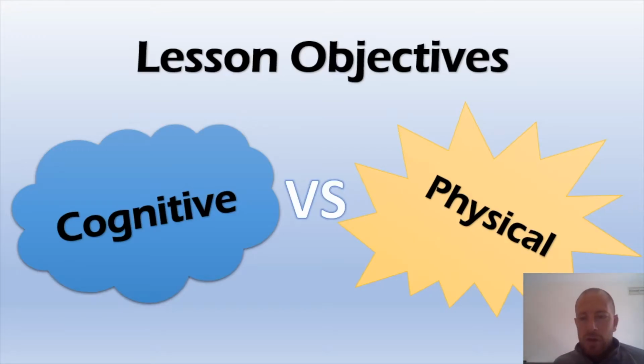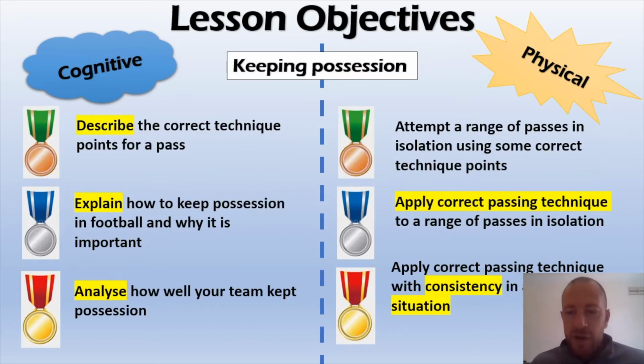For as long as I've been teaching PE, there's been a debate over whether our PE lessons should be focused more on the cognitive side or more on the physical side. There's arguments for both, and we're going to briefly talk about that and why we've taken the approach that we have. So here we have examples for lesson objectives for a lesson based on keeping possession. We have cognitive based lesson objectives on the left and physical competence based objectives on the right.